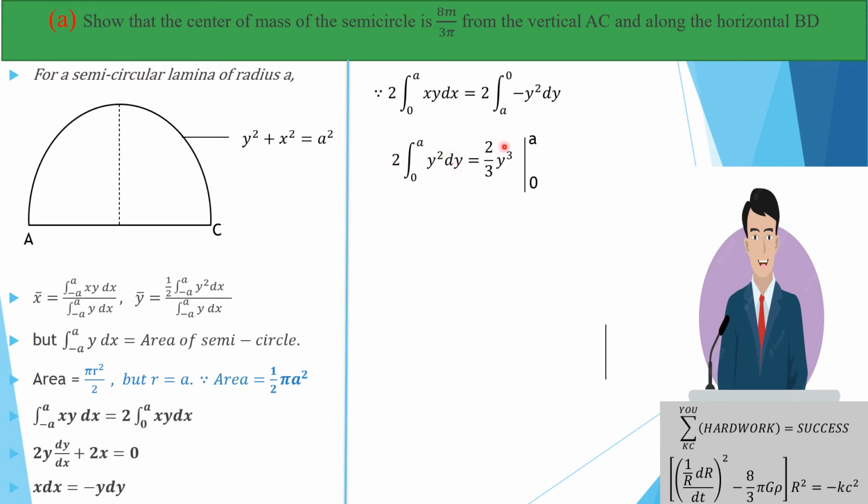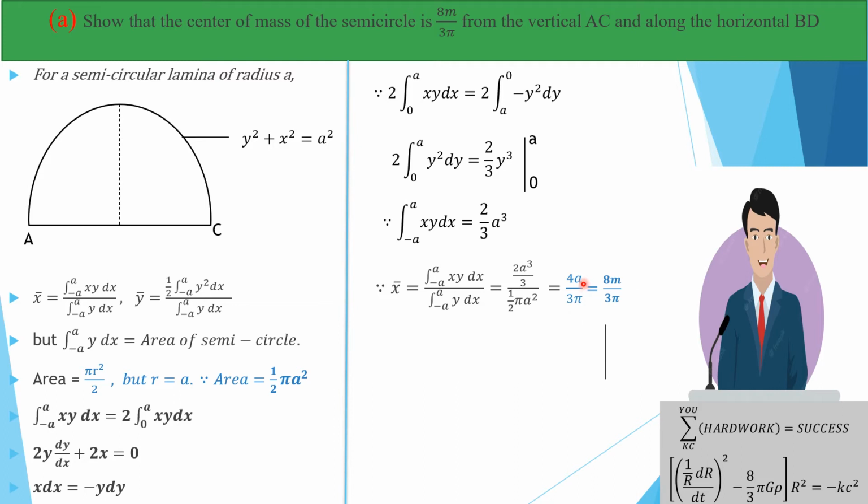When I integrate y squared, I have y cubed over 3. So multiply by this to have 2 third y cubed over 3. So I have now from 0 to a. I put in my limits. I have 2 third a cubed. Now to get my x bar, since my x bar is the integral of this divided by the area, the integral of this is just 2 third a cubed. I divide by the area, I have 4a over 3 pi.